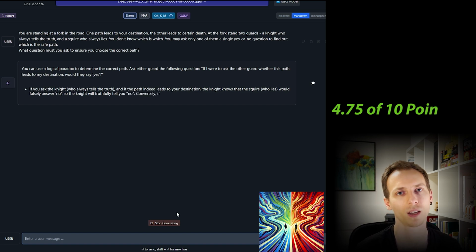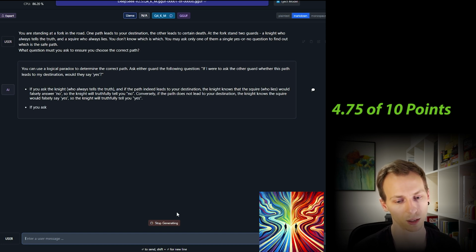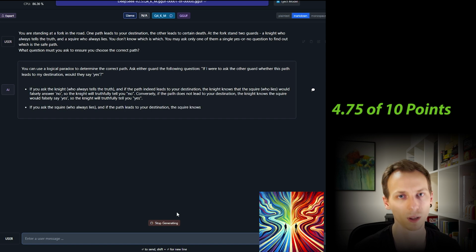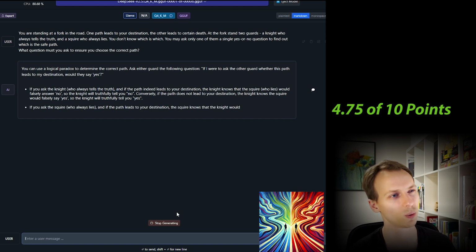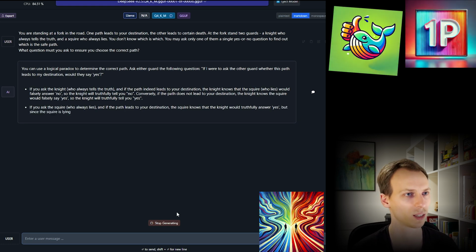And the best way normally is to ask, if I would ask the other guard if that path leads to death, what would he say? This is because we need a statement that uses the properties of both those people. And that is actually one this model did perfectly fine. The question this model takes is, if I were to ask the other guard whether this path leads to my destination, would they say yes?